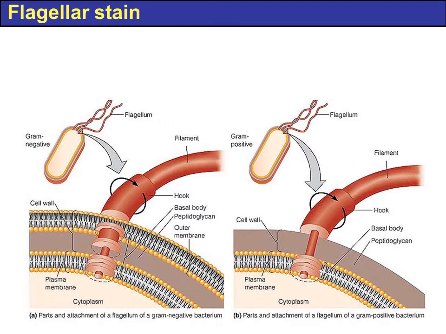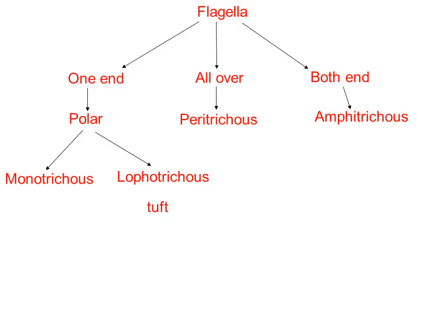We will now talk about the flagella stain. The flagella stain is going to stain a flagella. A flagella is an appendage to the bacteria that is going to help the bacteria move. It is a filament that is composed of cytoskeletal proteins. The location of the flagella is important. It can be on one end, it can be all over, or on both ends. If it is on both ends, it is called amphitrichous.